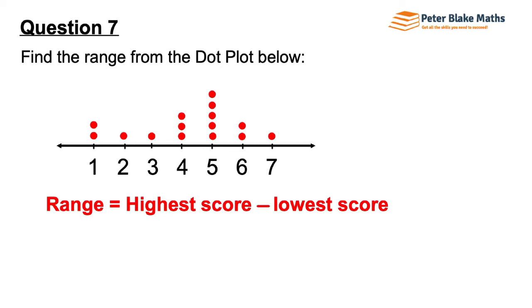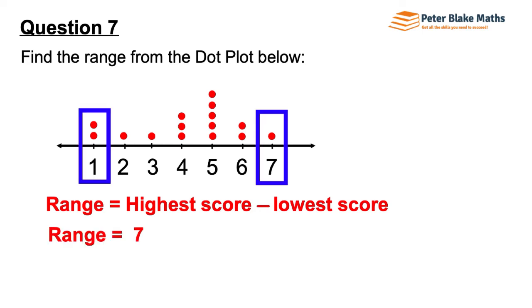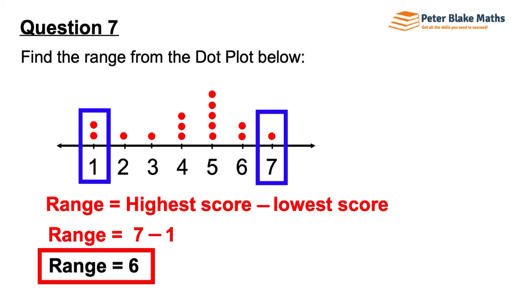But all the scores shown there, all the numbers shown, have dots on them. So the highest score is just 7, and the lowest score is our 1, and our range is simply 7 minus 1 or 6. Not too bad, that one.